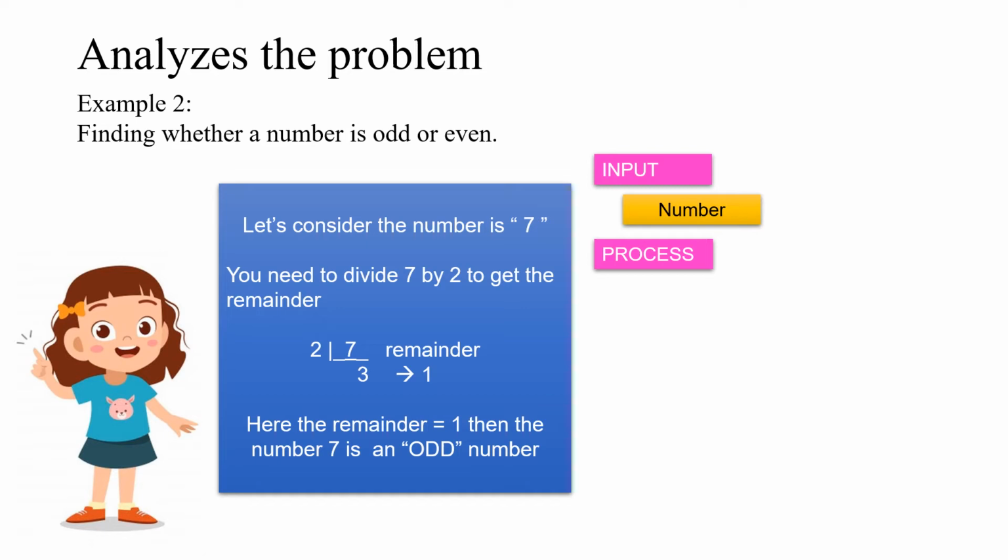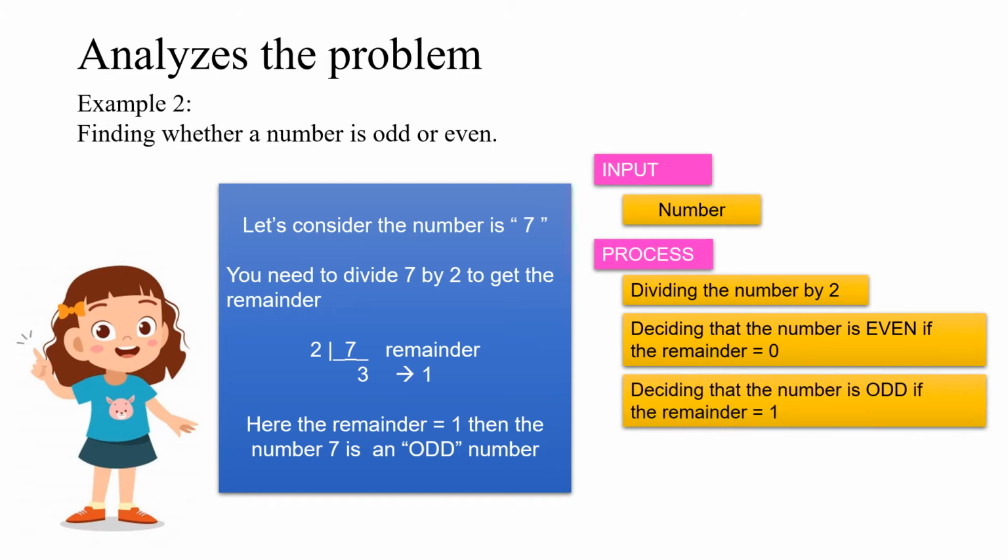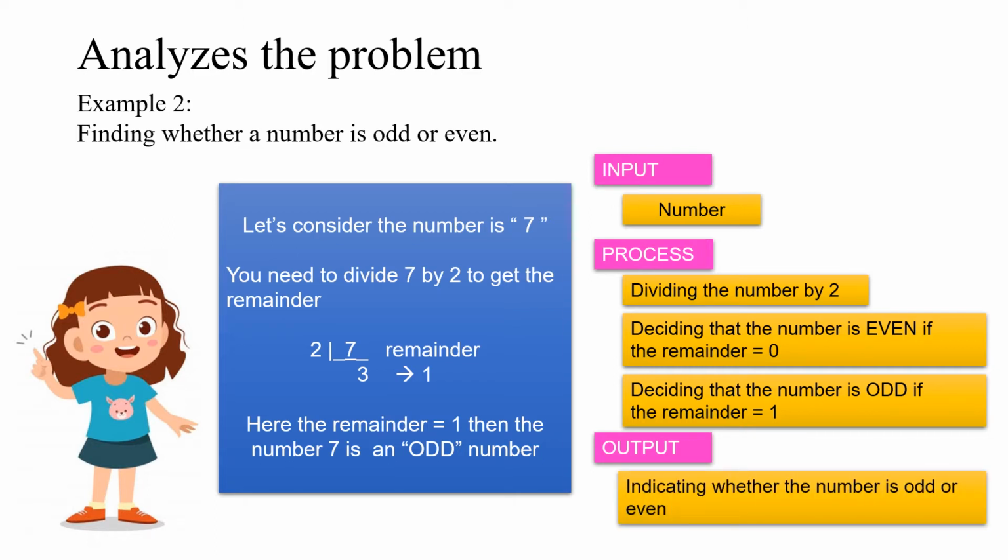So you can write the steps as dividing the number by 2, then deciding that the number is even if the remainder is 0, deciding the number is odd if the remainder is equal to 1. Then the output is indicating whether the number is odd or even. I hope you understood how to analyze a problem using the input, process, output.